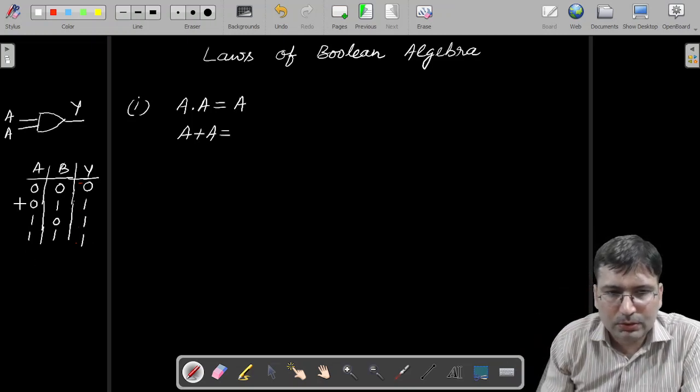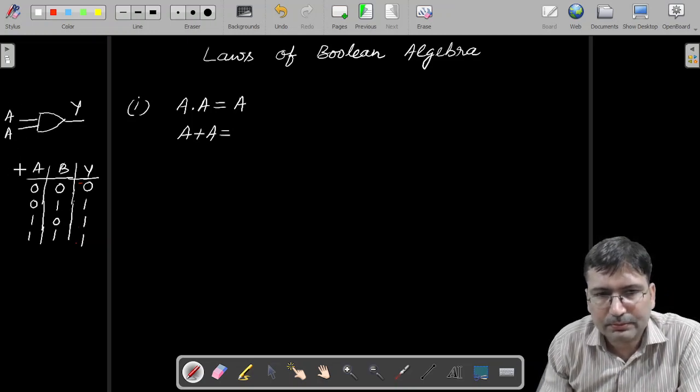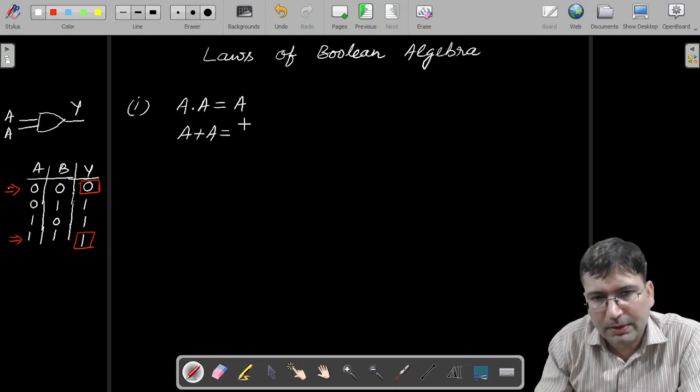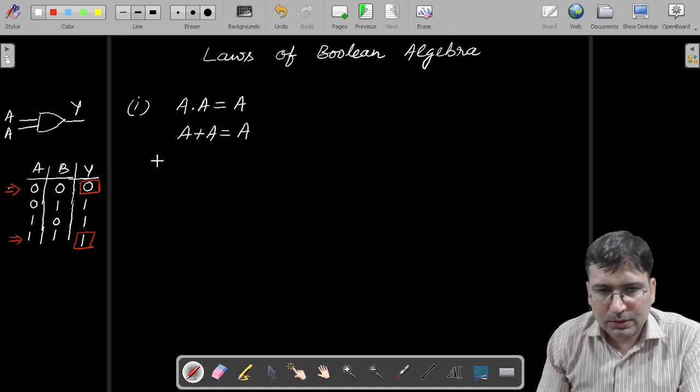Now let's focus on wherever we are having high or low, the similar kind of input. If both the inputs are low or both are high, we are getting the same output. If it is low, it will give you low only. If it is high, it will give you high only. So here we can write A or A will give you A only. I hope it is clear, right? So this is the very first law you can consider.